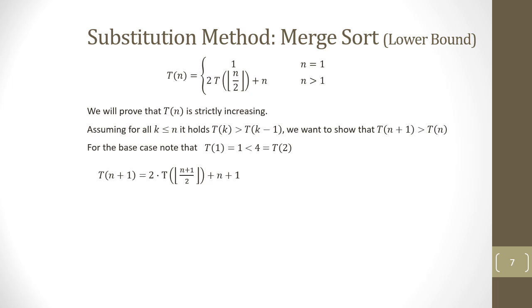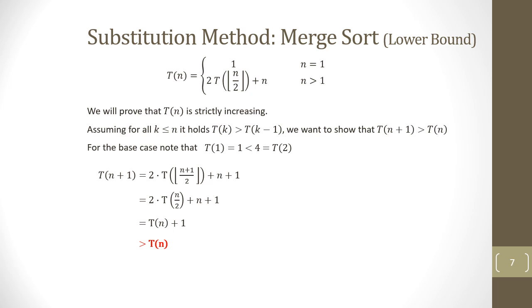So we substitute our hypothesis in the recurrence equation. The floor of (n plus 1) over 2 will become n by 2. So we'll get the equation 2T(n by 2) plus n plus 1. If we note here that 2T(n by 2) plus n is our recurrence equation, which is equal to T(n), we replace that by T(n) here.